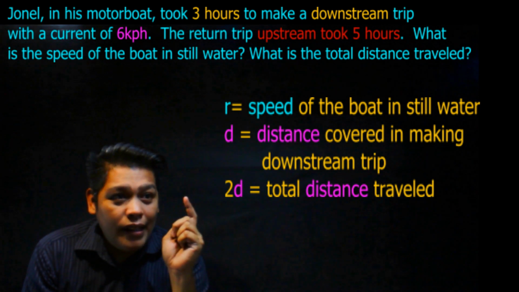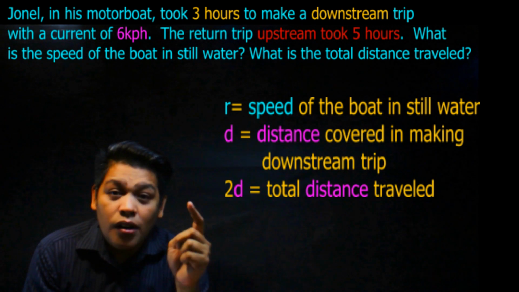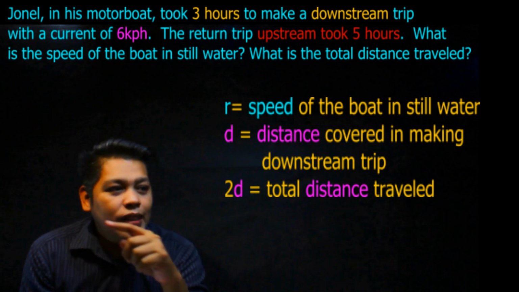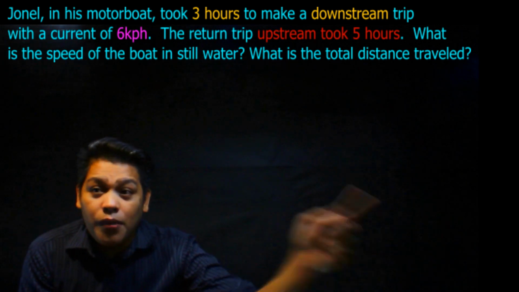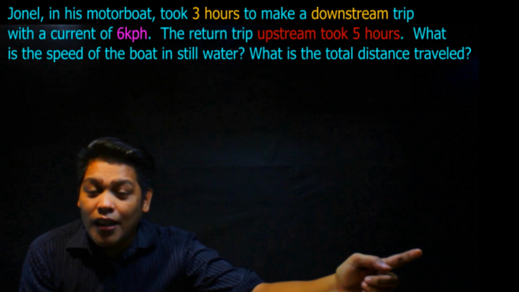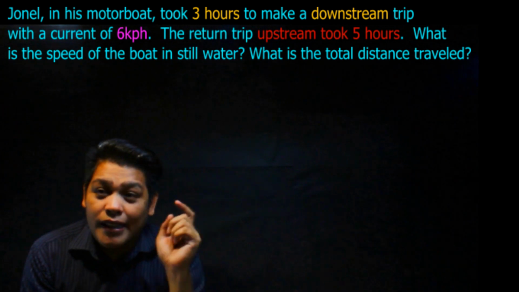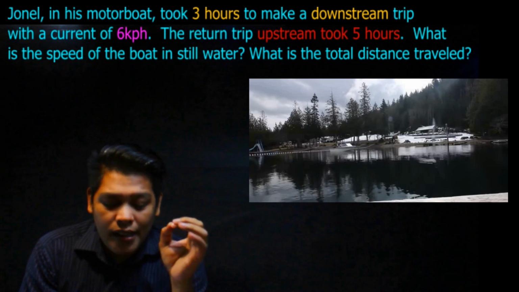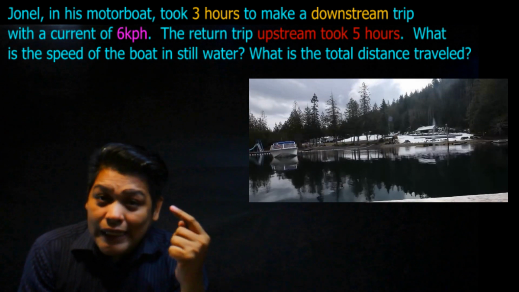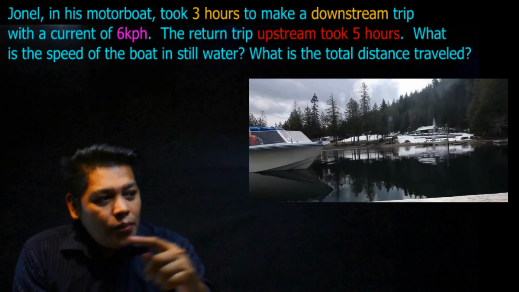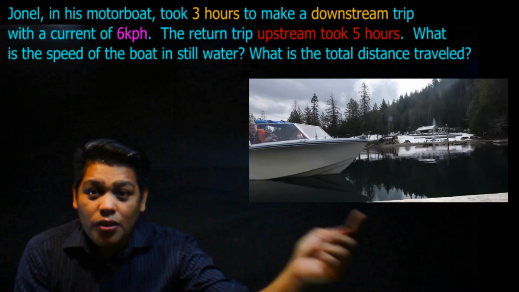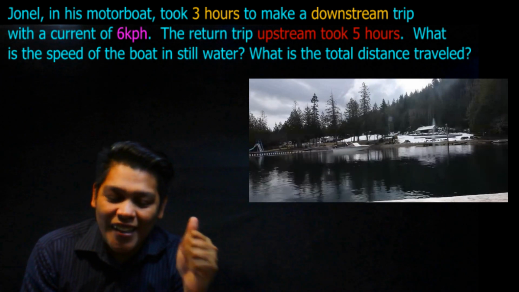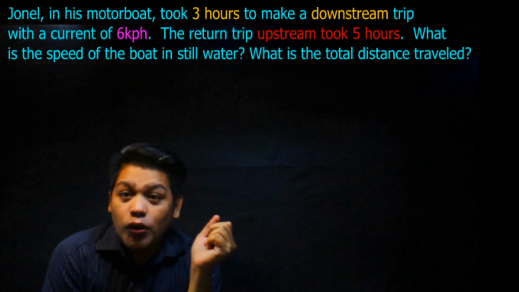And then, let D be the distance covered in making a downstream trip. Ano yung distance niya from point A to point B? Ayun yung i-let natin as D. Then, 2D, when you say 2D, twice the distance. Kasi, aalamin natin what is the total distance traveled? So, from point A to point B, babalik siya ng point B to point A. What is the total distance traveled? Nagets ba? Okay.